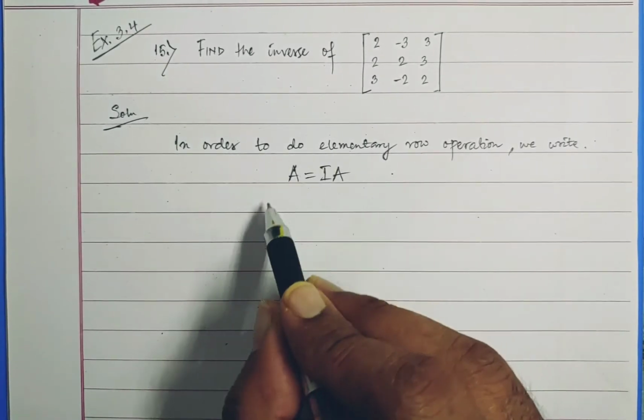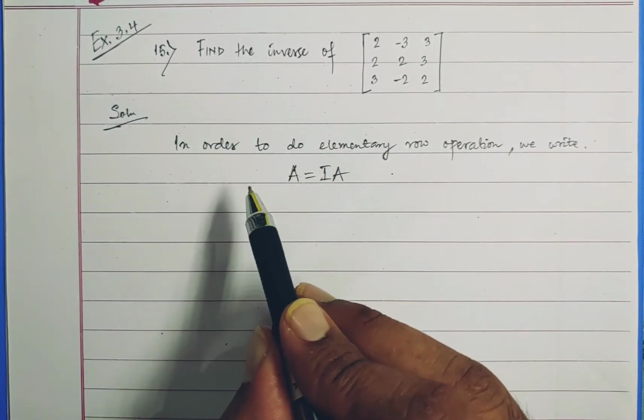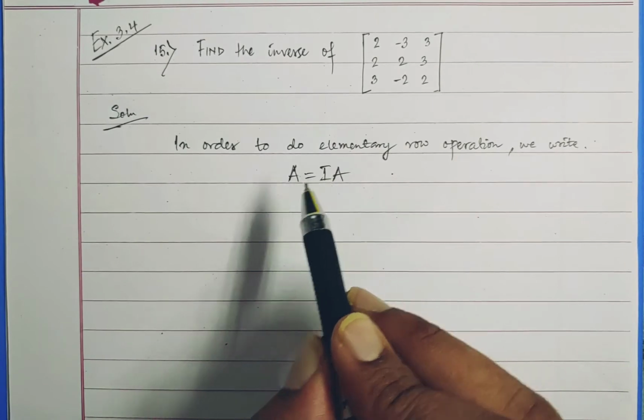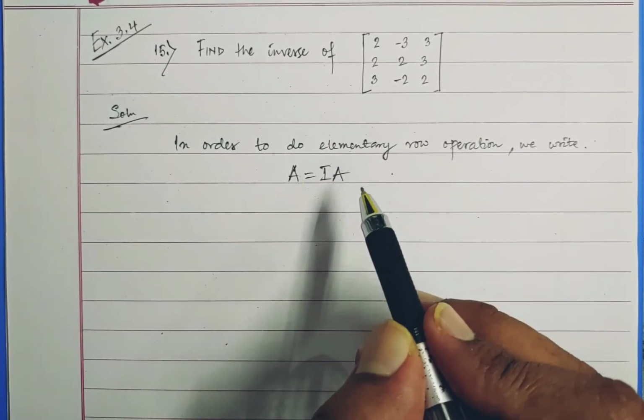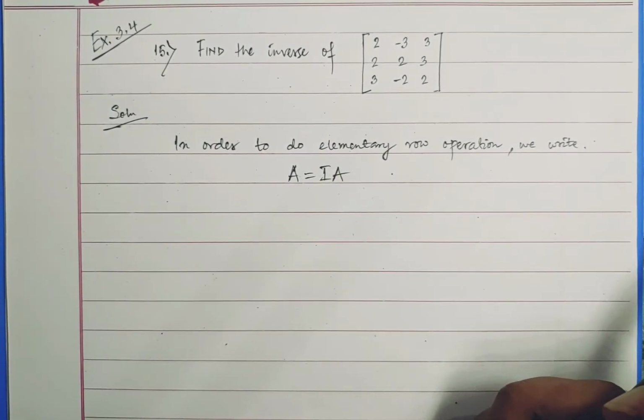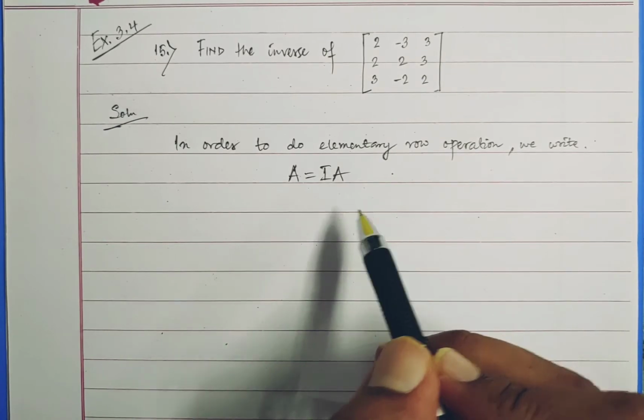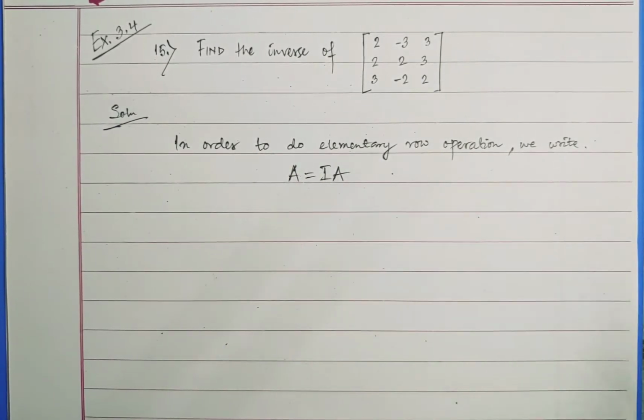This is the most important step. When we write A is equal to AI, it will be wrong. A is equal to AI is the starting point of your column operations, right? But this is a row operation. So here I am going to write A is equal to IA.